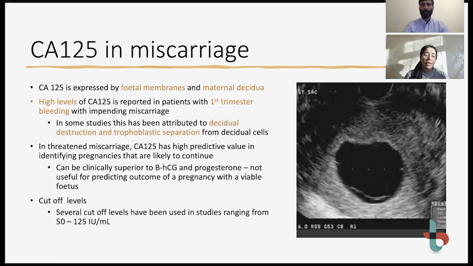However, we do have a range of cutoff levels from different studies. So the range can be from 50 to 125 units per milliliter. So it can be very difficult to establish which cutoff level can be used to know what the prognosis is when patients present with first trimester bleeding. Just to explain again, when we talk about the levels of CA125 in the context of miscarriage, the lower the levels of CA125, the more likely they continue with the pregnancy. However, high levels are associated with increased risk of miscarriage.